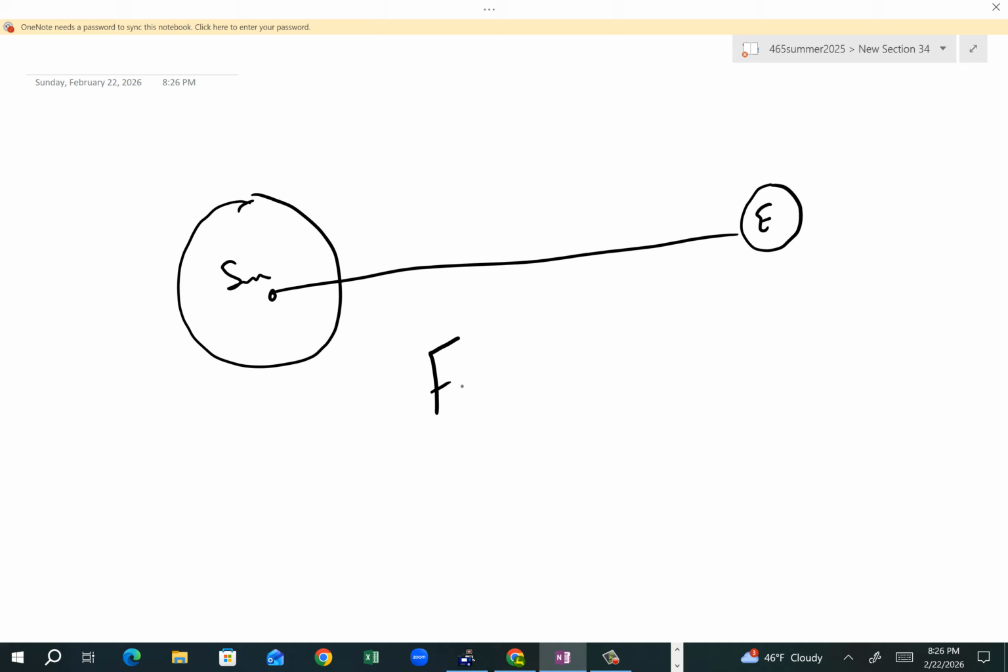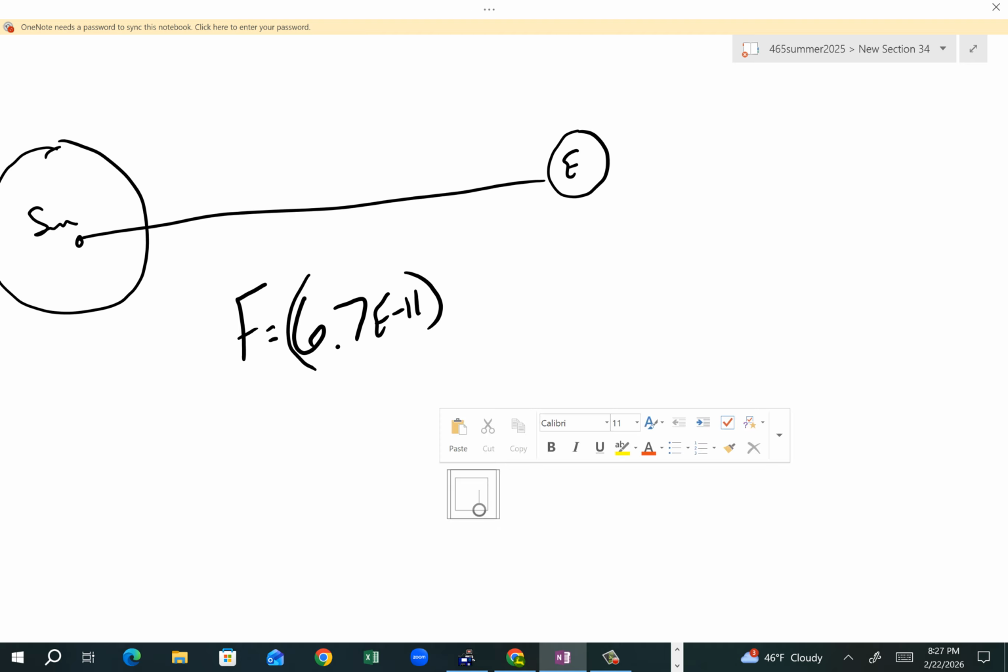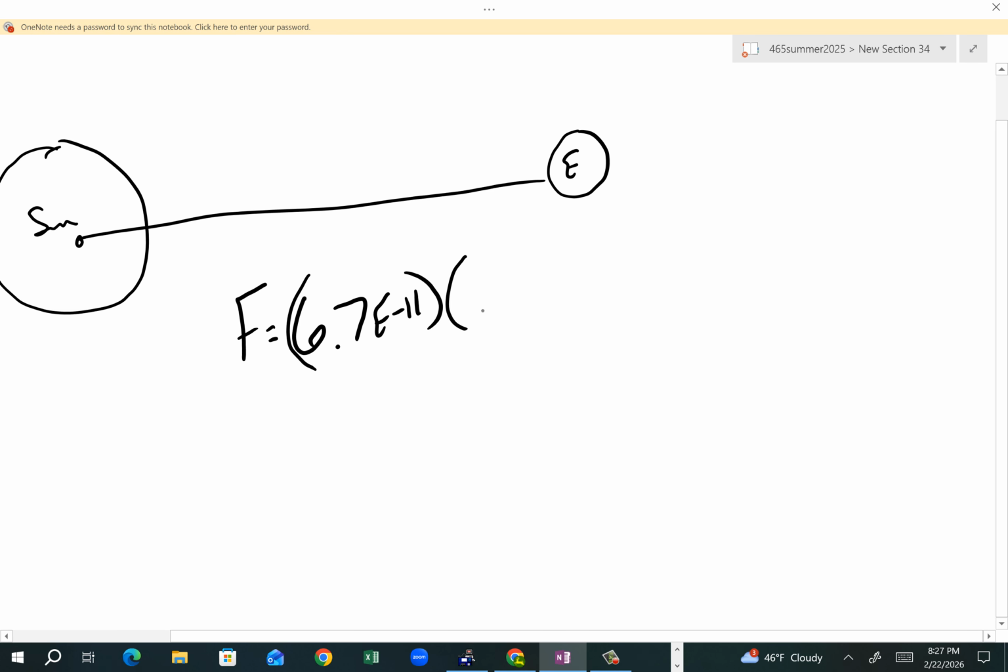So F equals, and big G is 6.67 times 10 to the minus 11, in other words 0.000000 and so on, 67. So the mass of the sun is what? 6e30, I believe.